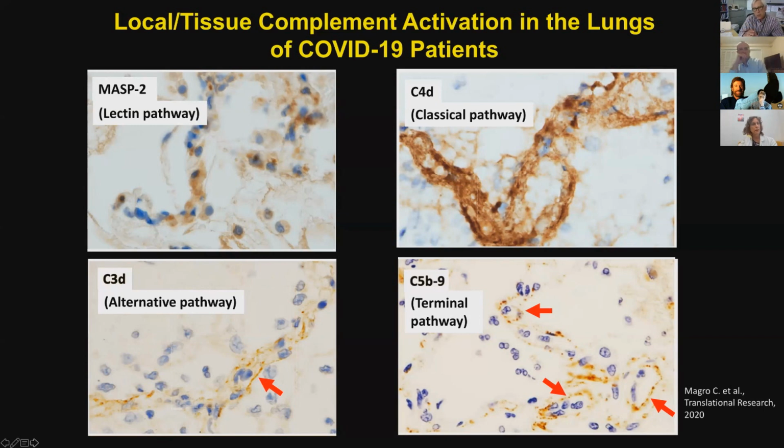So that's important to note that this isn't just seepage of serum complement into the lung, but actual activation of those pathways in the lung vasculature itself. C4d, the classical pathway, C3d, the alternative pathway, and C5b through 9, the terminal pathway. So all of those pathways that I mentioned, there's evidence are being activated in this disease process.